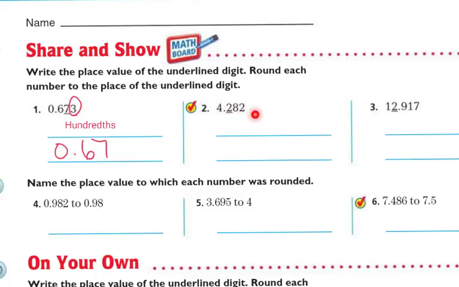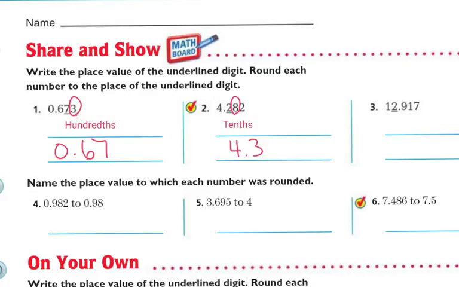Okay, and the next one I have 4 and 282 hundredths. I'm looking at the tenths position here because that's what the 2 is in, and that's the underlined number. So the number next to it in the hundredths position is an 8, and the 8 is greater than 5, so that means the answer is going to be 4.3, or 3 tenths.